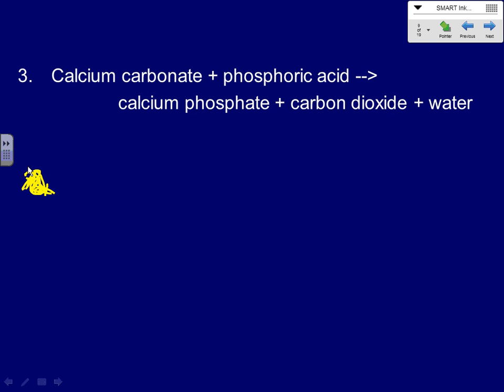As you guys are writing that down, again, start putting down the formulas of the chemicals. You don't need to balance it, but we need a formula for calcium carbonate. We need a formula for phosphoric acid. As you're doing that, I'm handing out some practice sheets.